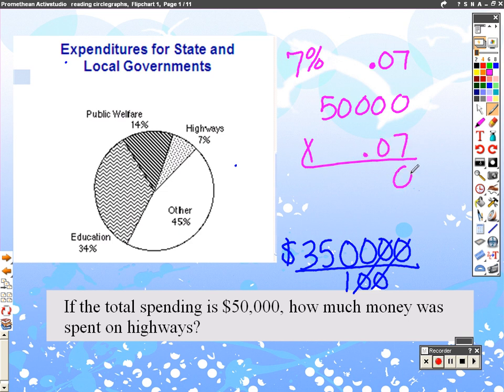7 times 0 is 0, 7 times 0 is 0, 7 times 0 is 0, 7 times 0 is 0, 7 times 5 is 35. I have 2 numbers behind the decimal, so 2 numbers behind the decimal in my answer, and again, I get 3,500. You get the same answer regardless of which method you use, so whichever one you prefer, use that. Let's look at another example.